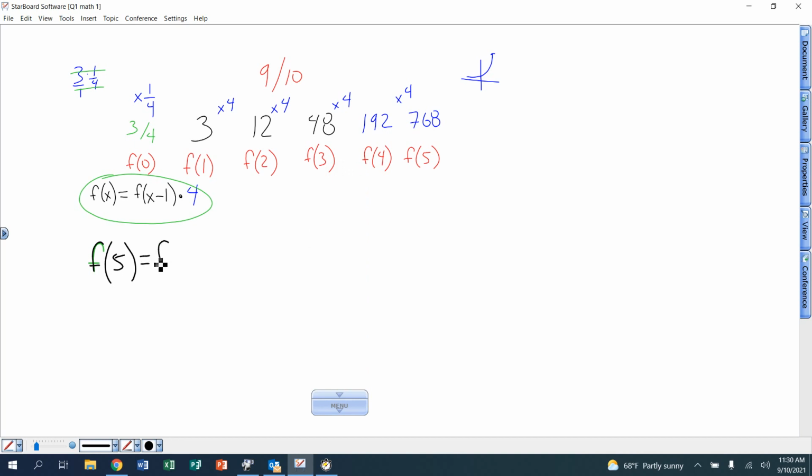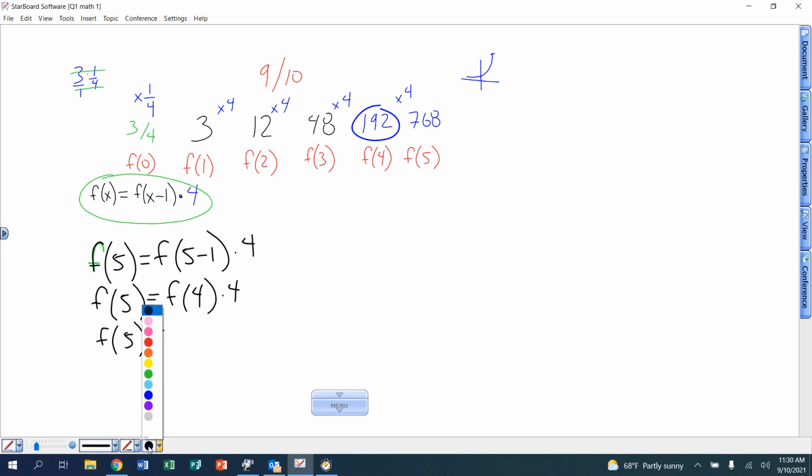I'm going to take f of 5 minus 1. That gives me f of 5 equals the function at the 4th term. I'm going to look and see what the function is at the 4th term. Right here, 192. That number is going to replace that f of 4 because the 4th term, the real number, is 192. And if I take that and times that by 4, my pen will let me write. That will give me the 5th term, which is 768.